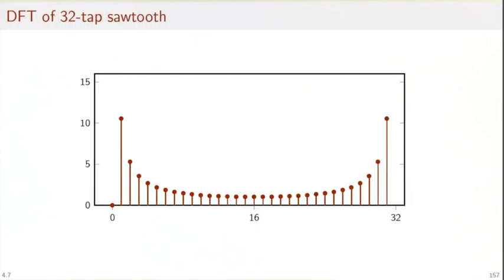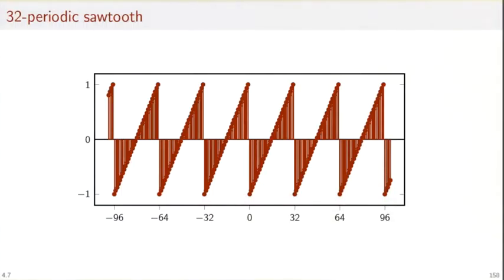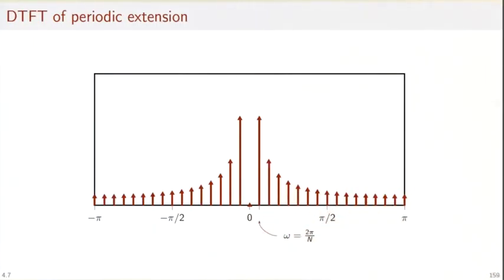We also remember the DFT of this 32-tap sawtooth. The periodic sawtooth sequence is shown in this figure for a few periods. The DTFT of the periodic extension now is this weighted set of Diracs. The Diracs sit at multiples of 2 pi over capital N, and they are weighted by capital X of k. Characteristically, at the frequency 0 it's equal to 0, because the sawtooth sequence has an average of 0, and then it has the shapes that we know from the DFT of the sawtooth sequence.